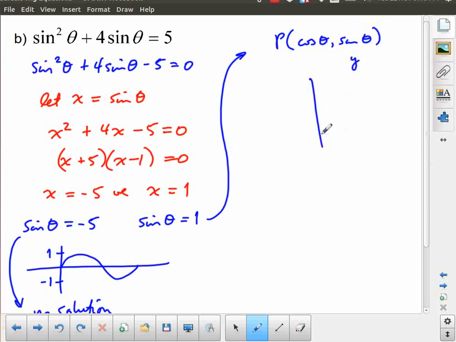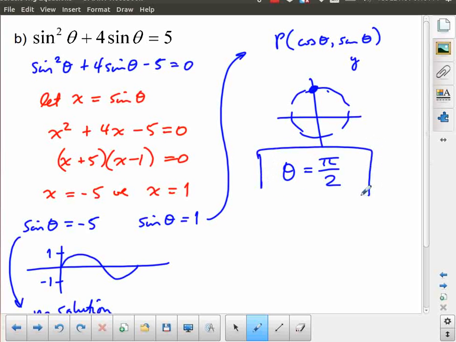So where on the unit circle do I have a y-coordinate of 1? And the answer to that is this point right here, which occurs at pi by 2. So interestingly, here we had a quadratic equation, but we actually ended up only with a single solution, despite the fact that we had valid values between 0 and 2 pi. The only value that actually satisfied this was pi by 2.